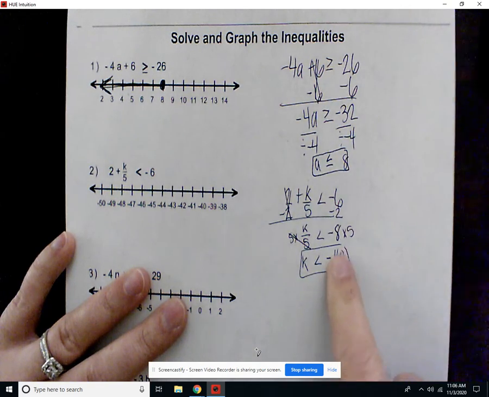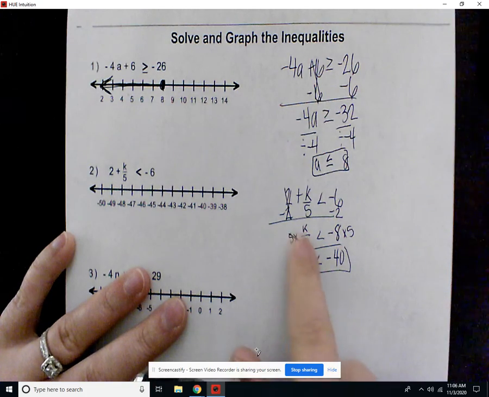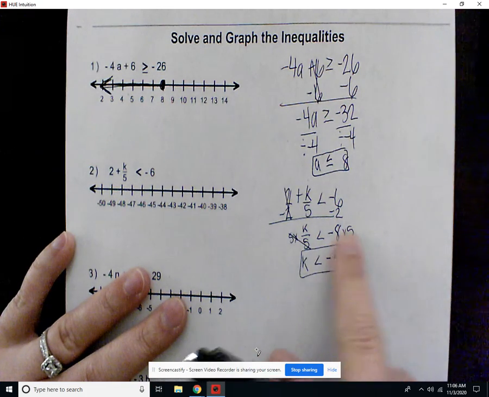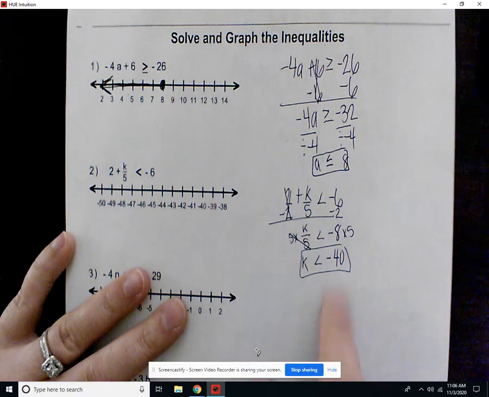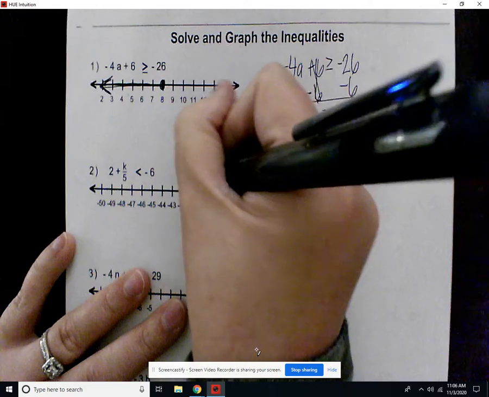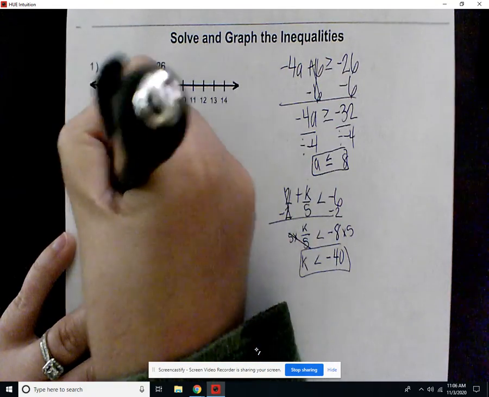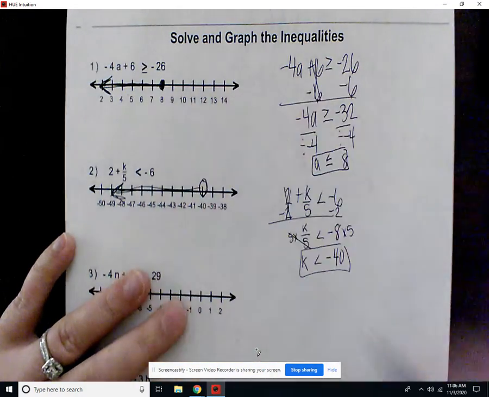This one, our arrow is not flipping because our letter was not negative. We only flip when our letter is negative, and that's not the case here. So we have an open circle at negative 40, and we're going to go to the left.